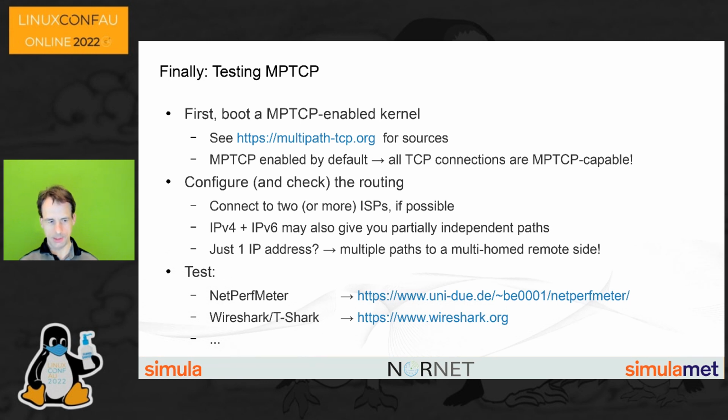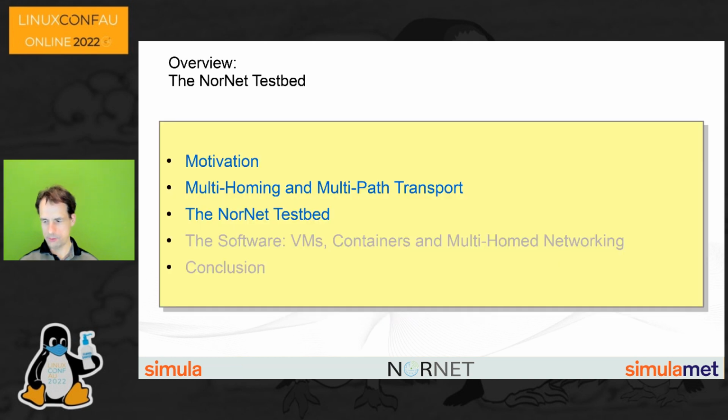So far, the idea of multipath transport, particularly with MPTCP. And of course, I've heard research around multipath transport is necessary. So how to do research?